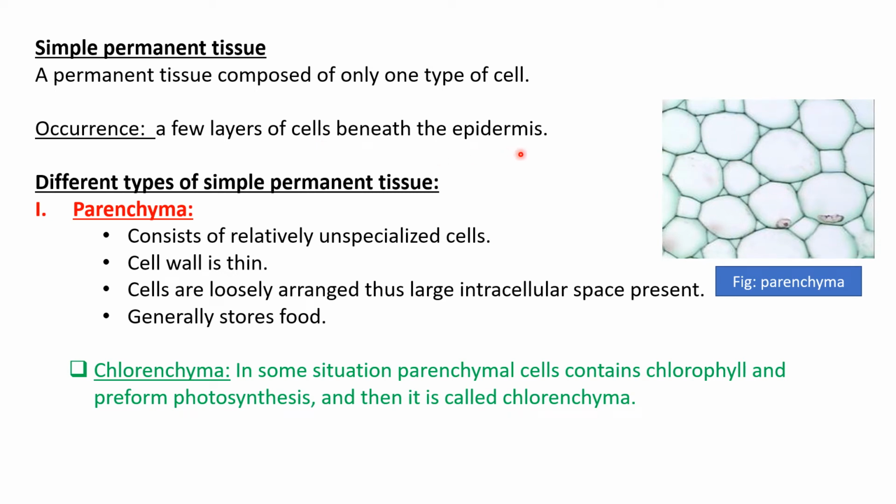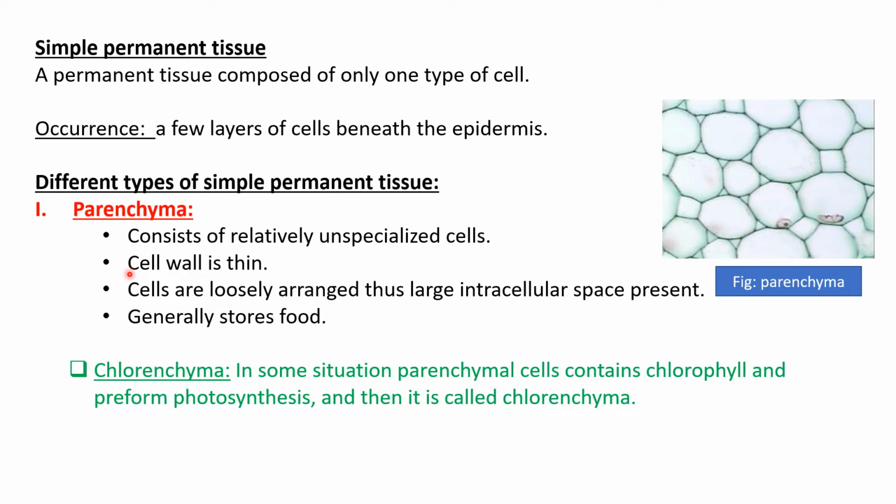What is epidermis? At this point, just remember the epidermis is the outermost layer of the cells or tissues. That is called epidermis. Later we will discuss the epidermis. This is a type of protective cell. We will discuss it later; now just remember that it is the uppermost layer. Then, different types of simple permanent tissue. Simple permanent tissues are also of different types.